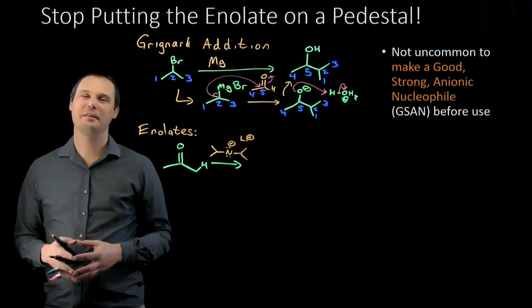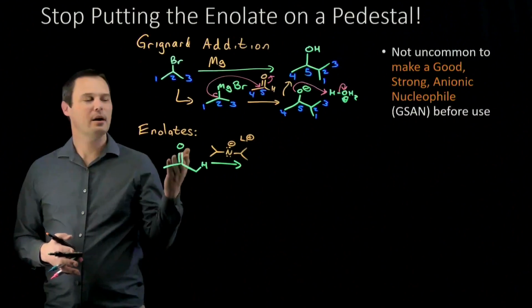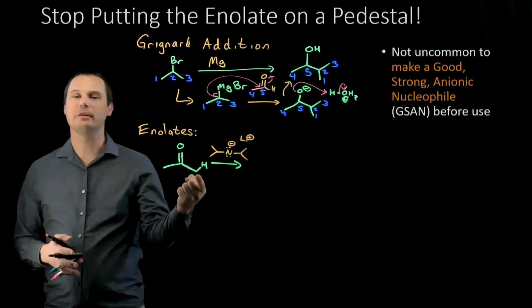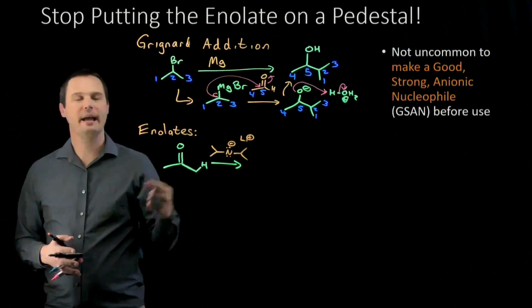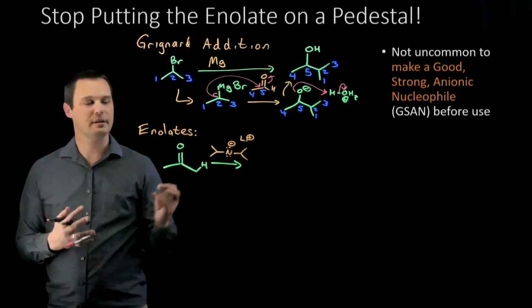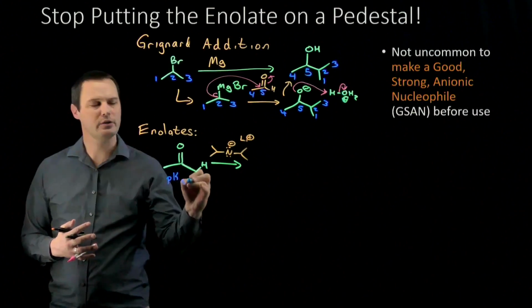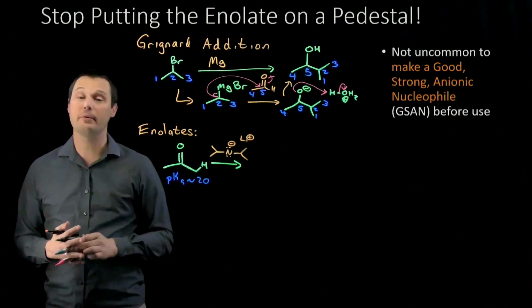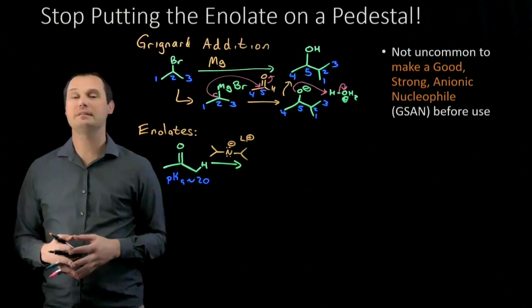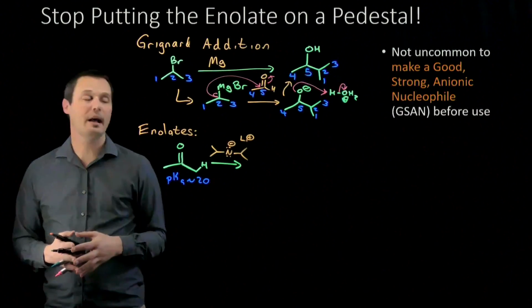Now we're ready to start talking about enolates. When I have a carbonyl, the carbon next to the carbonyl is called the alpha carbon, and the hydrogen attached to the alpha carbon is relatively acidic. It has a pKa of around 20 or 25 or so, depending on exactly what type of carbonyl you're looking at. So it is more acidic than an alkyne, less acidic than an alcohol, right in the middle.